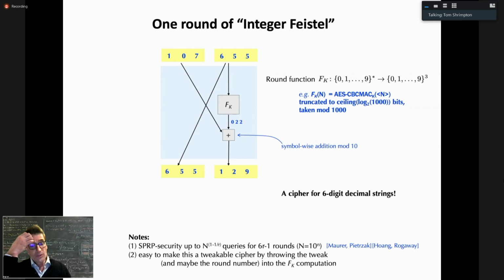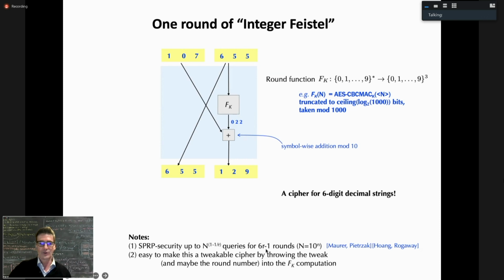A couple of notes on this. You can prove SPRP security for this construction up to the same bound that we were seeing before, this capital N for the 1 minus 1 over R, if you have 6R minus 1 rounds. This is a really nice result from Maurer and Pietrzak and also from Hoang and Rogaway. In this case, N is not 2 to the little n. It's actually 10 to the little n. It's the radix, if you will, of its function. So you get SPRP security up to almost the entire domain, again, for 6R rounds, where R is this parameter here. The closer you make this to being the full domain, the more rounds you need.